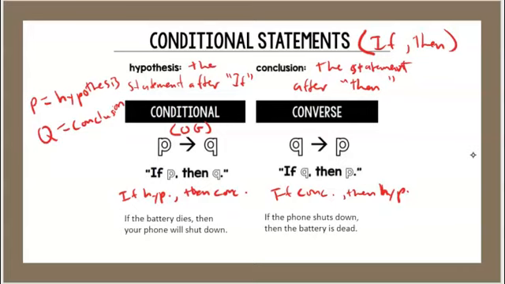Let's take a look at the conditional. If the battery dies, then the phone will shut down. And that's going to be true, because if there's no battery left, the phone is going to die. It won't continue to work without the battery.